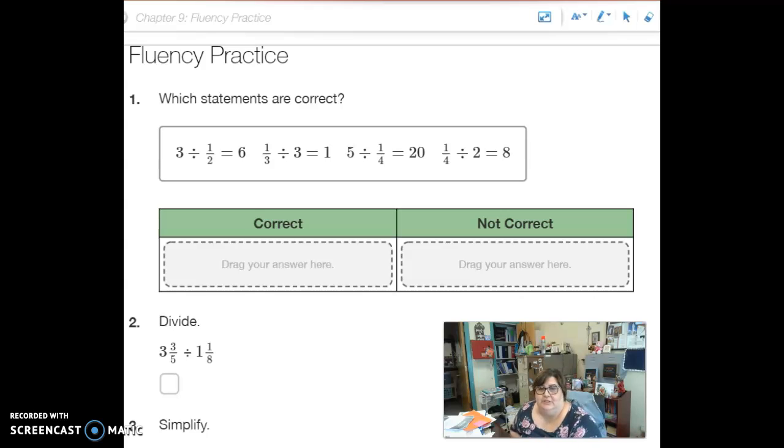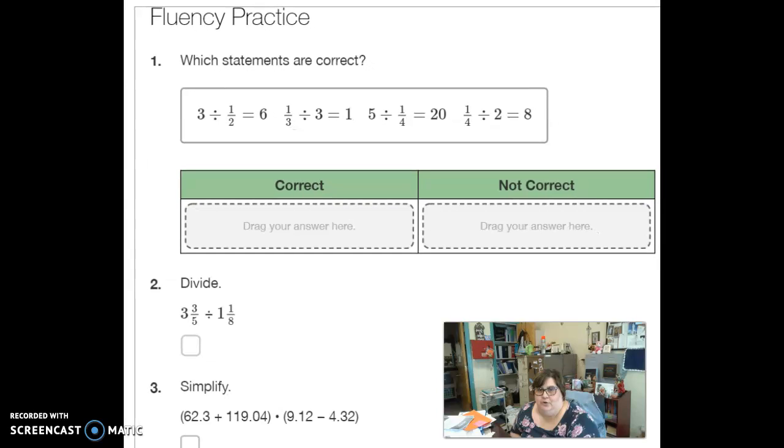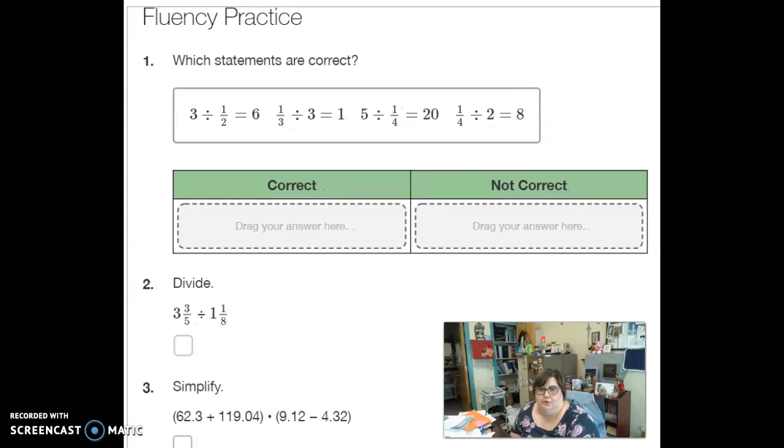Hello, my algebra students. I have seen and heard from you that you are struggling a little bit with this fluency practice assignment that I assigned you. So I wanted to do a quick overview of it.